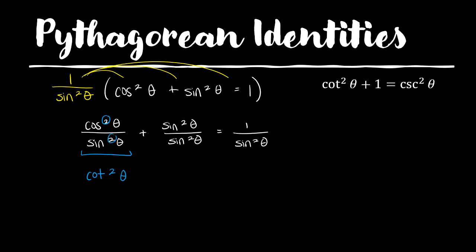Okay, next up, sine squared over sine squared. That just simplifies simply down to 1. And then lastly, 1 over sine squared. This is one of our other reciprocal identities. And the reciprocal of sine is cosecant. So we'll say this is equal to cosecant squared. And voila, that is the identity. Cotangent squared plus 1 is equal to cosecant squared. Okay, those are all of our identities.